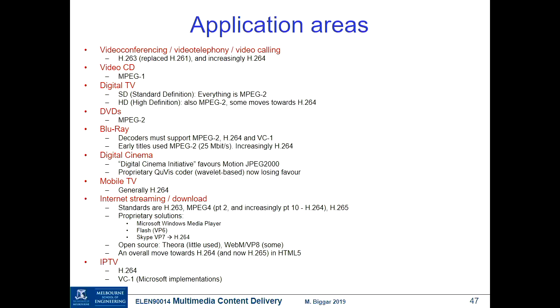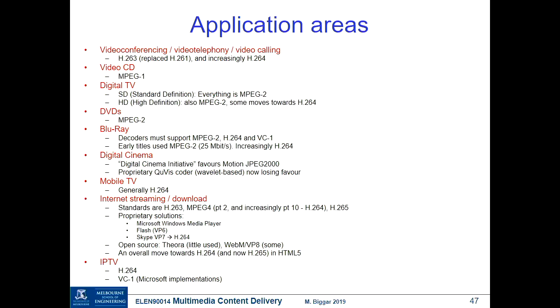In the video conferencing or video telephony or video calling area in general, H.261 is old, it's gone. H.263 is still used, but often H.264. H.264 has lots of different coding modes, including a low delay mode that can allow it to be used in that way. So I'm pretty sure that Skype uses H.264.